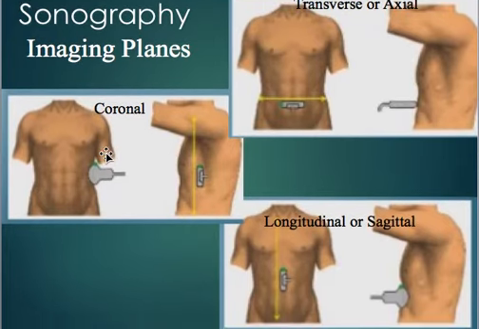These are some of the different planes that we use in sonography. So we use the coronal plane coming in from the side, right? The coronal plane divides the body into anterior and posterior portions. We use the transverse plane, which divides the body into superior and inferior portions. And then we also use the longitudinal or sagittal plane, which divides the body into right and left halves. So the plane that we use is going to depend on the anatomy that we're imaging.